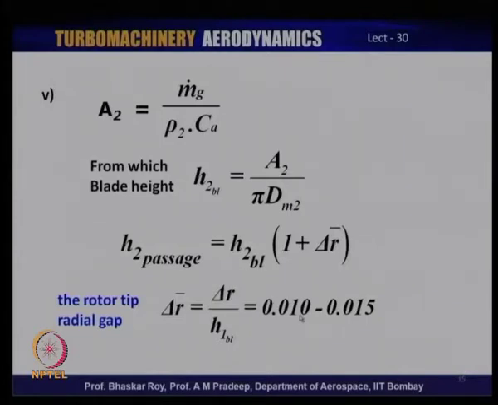Normally, the tip gap is of the order of 1 to 1.5%, and this allows us to calculate the rotor tip radial gap delta r by H1 blade of the rotor, and that allows us to calculate the H2 passage. So, the passage annular space that is available would not be fully available to the rotor blade. A little bit of gap would have to be left for the rotor to operate safely. Now, with the help of this, we got the annular space and the rotor and stator blade heights assigned.